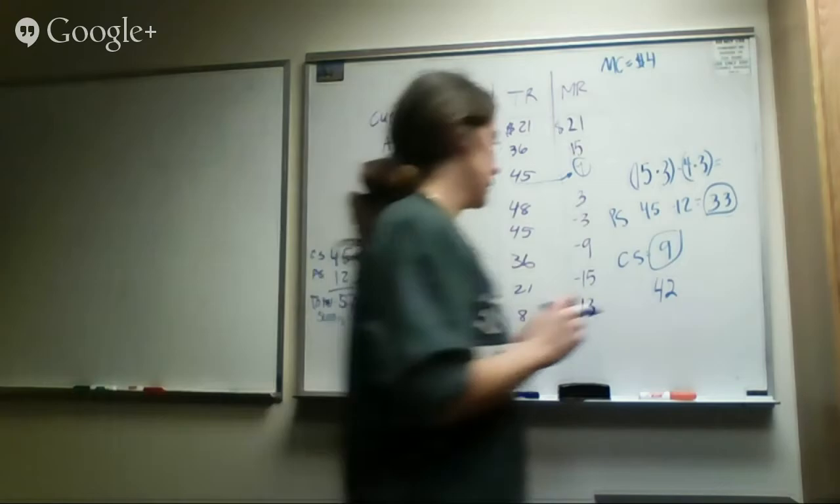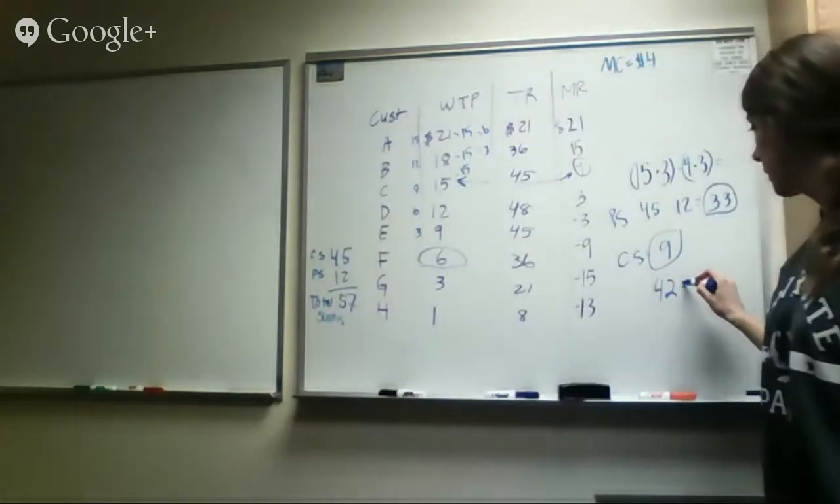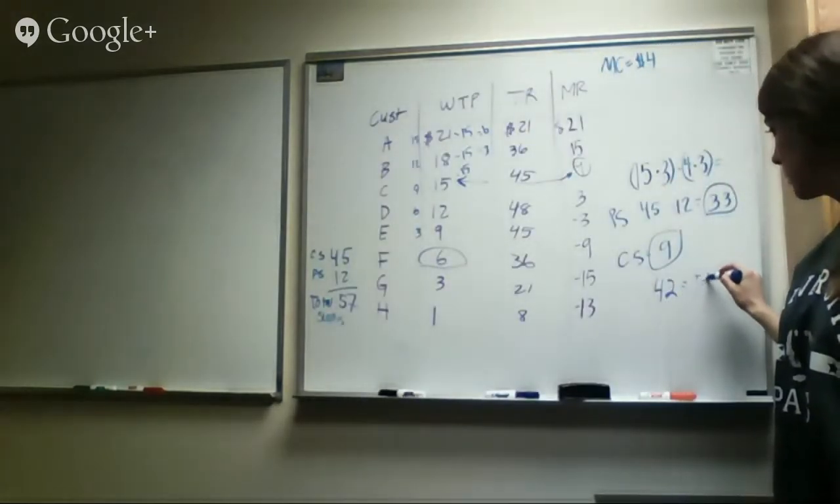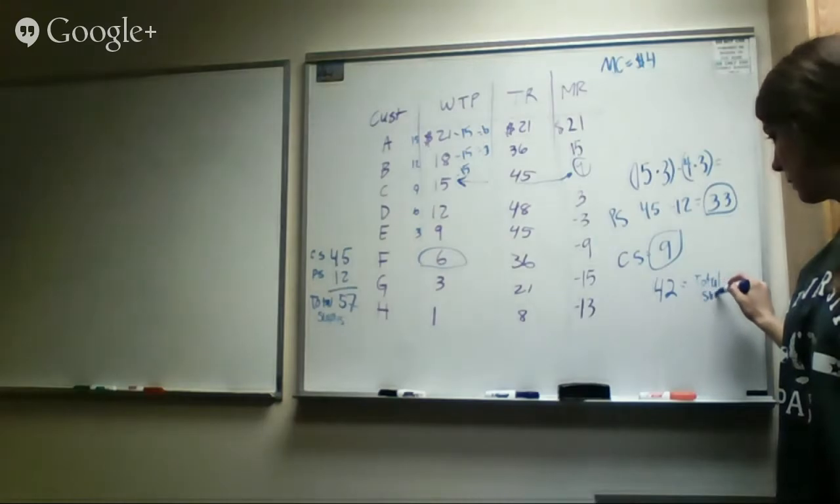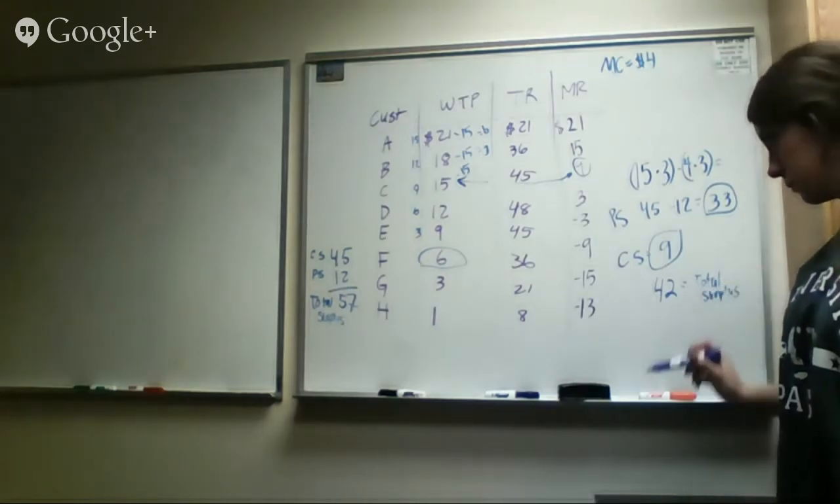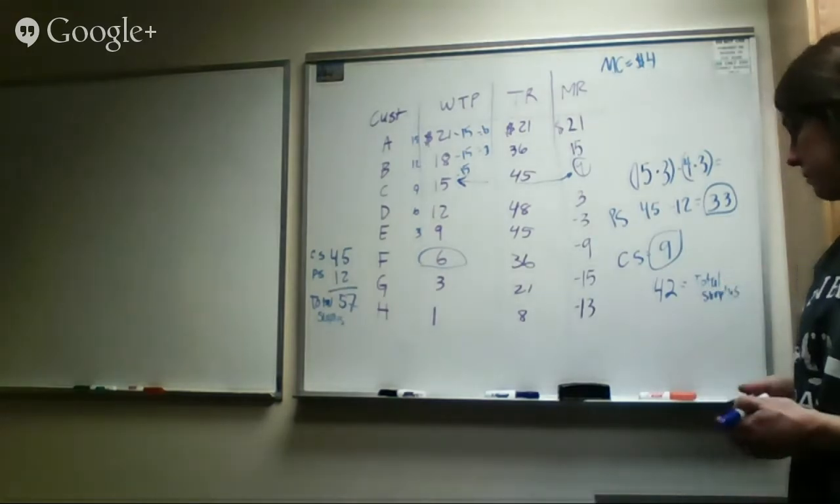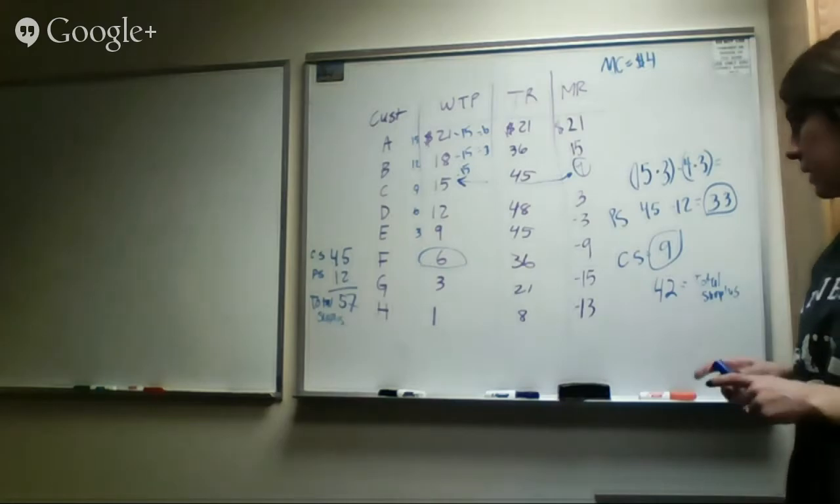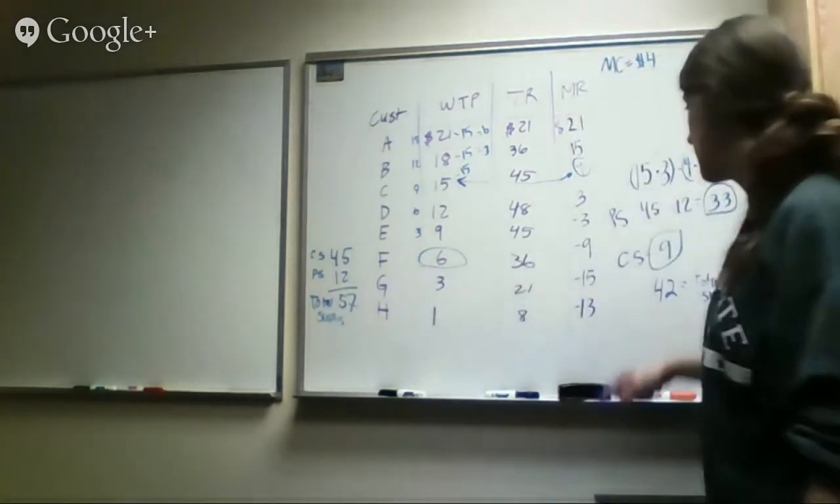And now they're only getting 42 in total surplus with a monopoly, which means they lost 15 in total surplus, right? Because 57 is 15 more than 42.